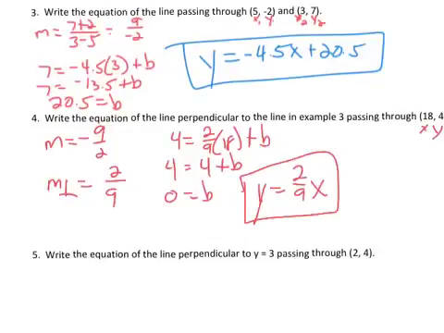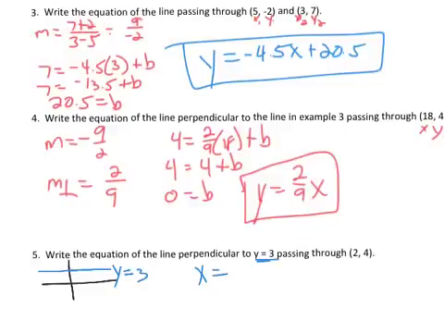The final one here, write the equation of the line perpendicular to y equals 3 and passing through 2, 4. Y equals 3, that is a horizontal line. So y equals 3 is here. Perpendicular to y equals 3 would be an x equals equation. If it's passing through 2, 4, here's my x value, here's my y value. That means x has to be equal to 2. So that's my new line equation. X is equal to 2.